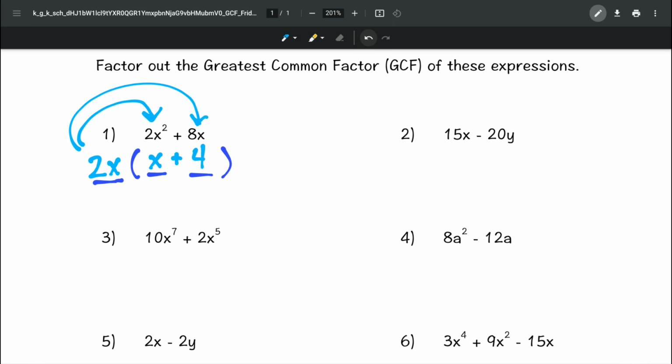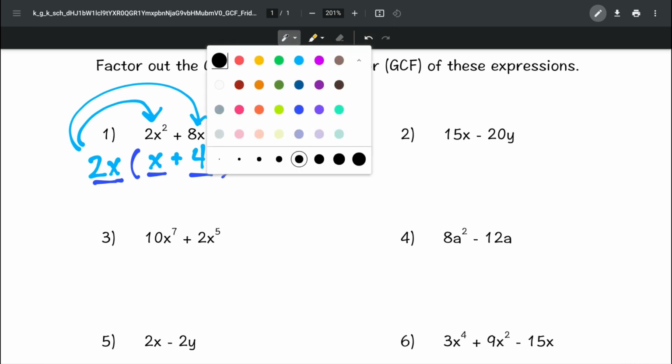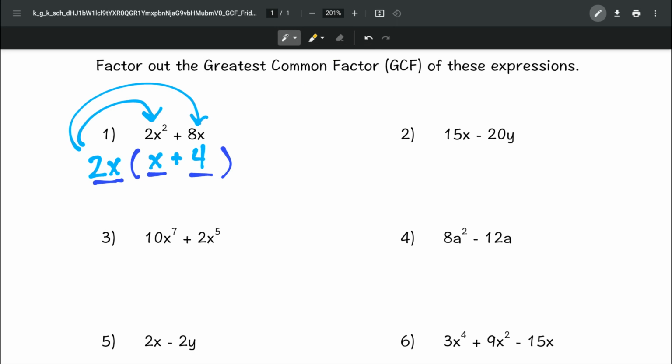So my final factored-out answer is going to be 2x on the outside, and then on the inside of my parentheses, x plus 4. Okay? So we're going to do the same thing for this next one.